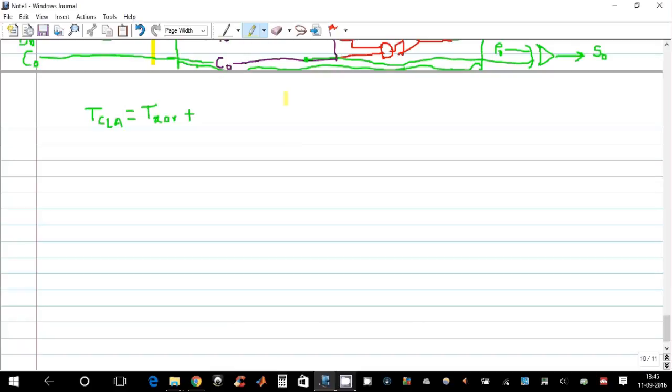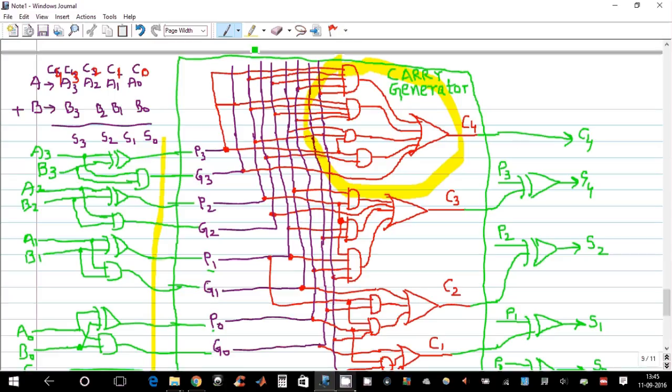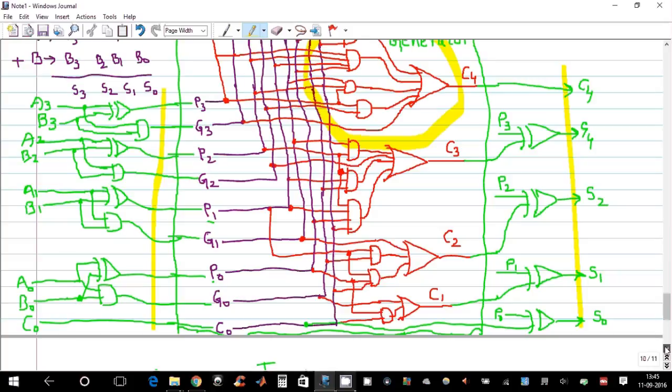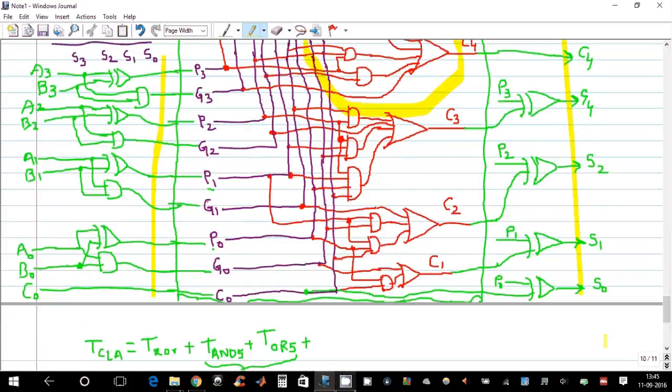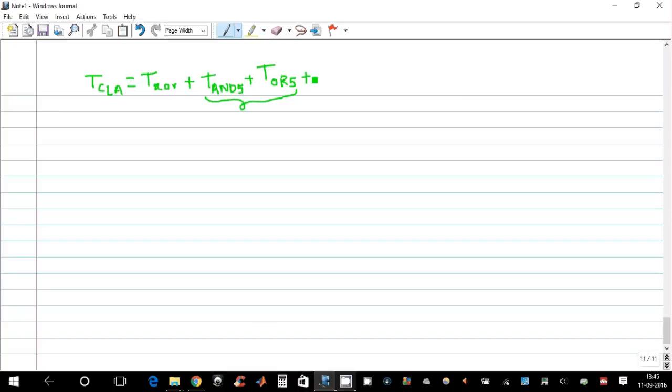So I am writing it here. That is equal to the delay of a 5 input AND gate, let us call this T5, and the delay of a 5 input OR gate, let us call it T5 as well. So these two terms denote the delay of my carry generator section. And in the last stage, that is after the carry generator stage, obviously it is the delay of the XOR gate, so I am writing it here. This is T XOR.